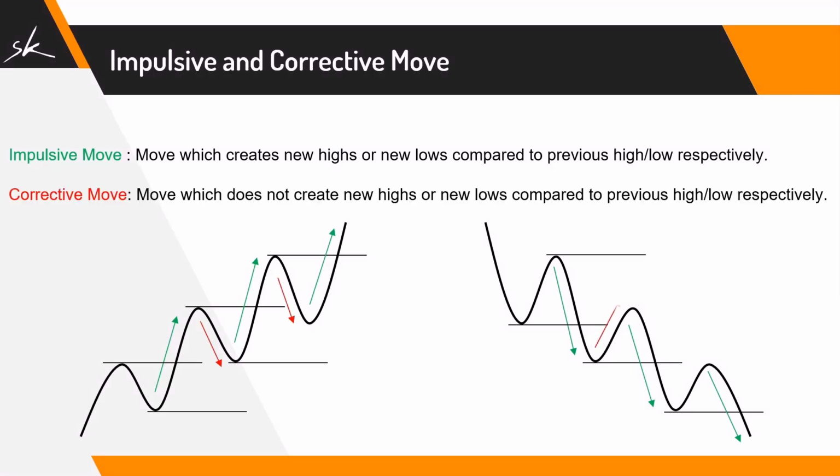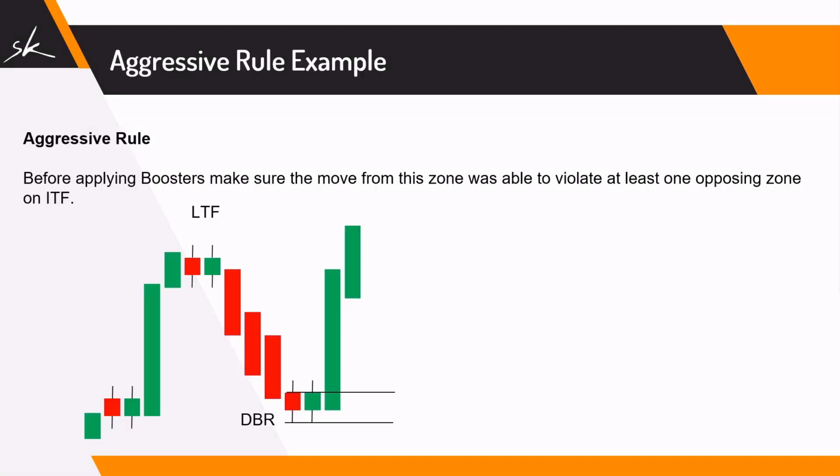Move which does not create new highs or new lows compared to the previous high or low respectively is called as a corrective move. All the moves which did not create new highs or new lows marked in red are called as corrective moves. Let's understand aggressive rule with an example.